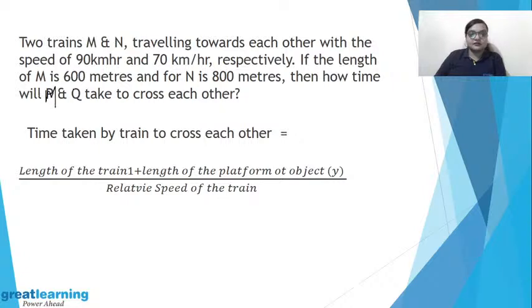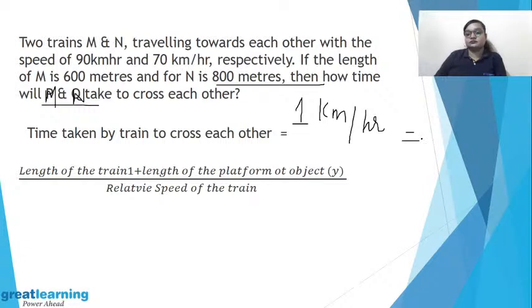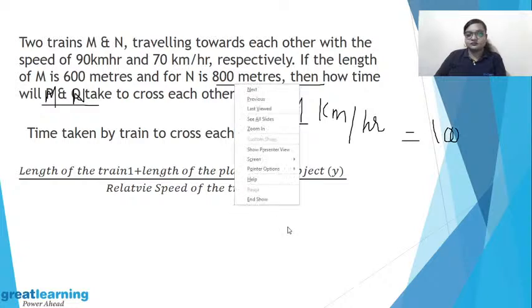So this is M, this is N. 90 kilometers per hour and 70 kilometers per hour, right? And I have meters. Now, kilometer per hour to meter per second conversion. So 1 kilometer per hour, how many meters per second can we get? 1 kilometer per hour is nothing but I can write it as 1000.